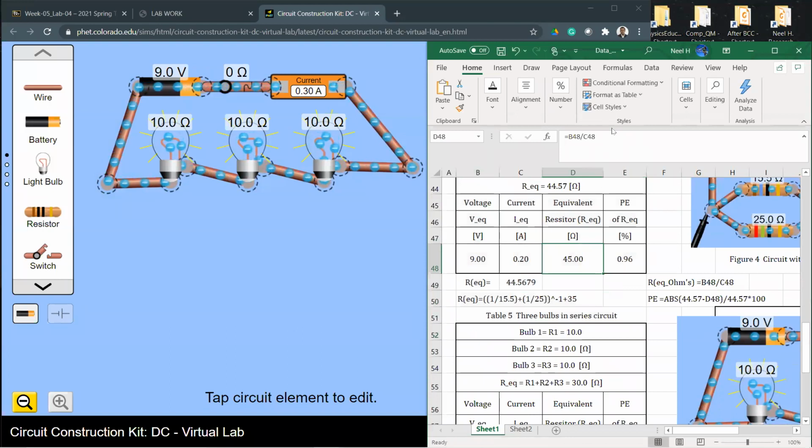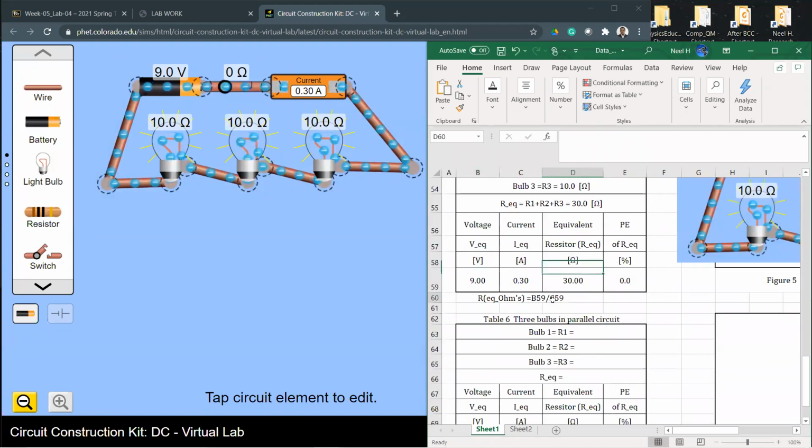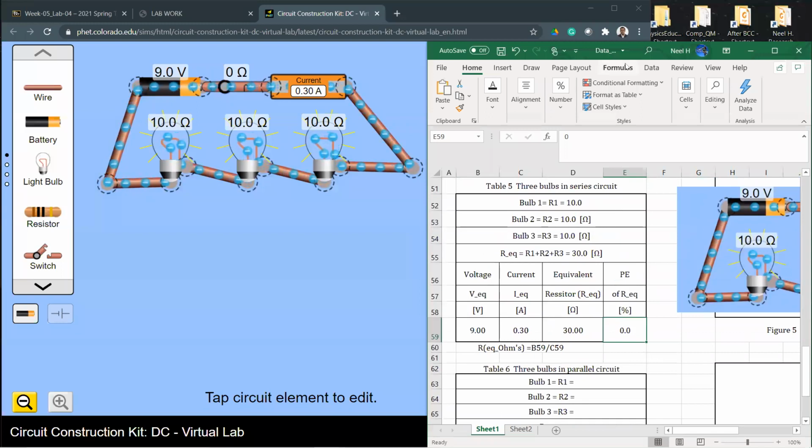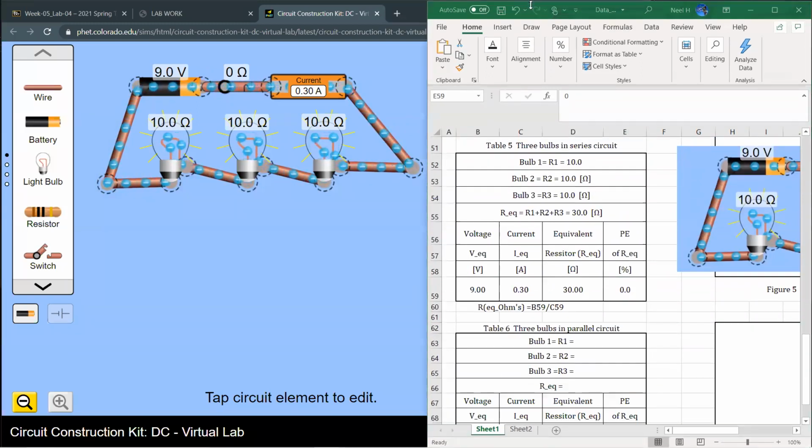And then from the Ohm's law equation right here, just under the table, that's the equation I use here for cell number D59. Since those two are the same, I did not write a percentage error equation for this one, the ABS equation, because it's not meaningful. We're comparing 30 and 30, you're going to get 0 anyway. I just put 0 there. Nothing to calculate actually. Okay, I was just making sure I didn't miss something.